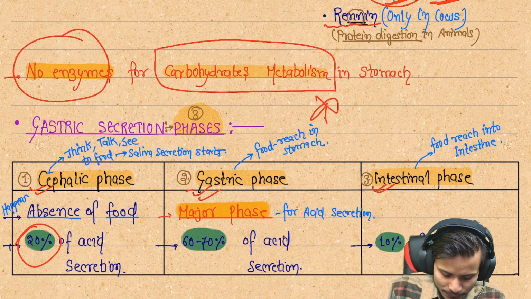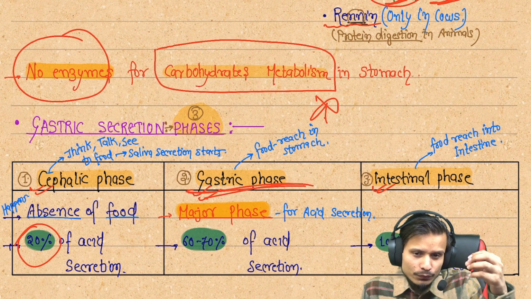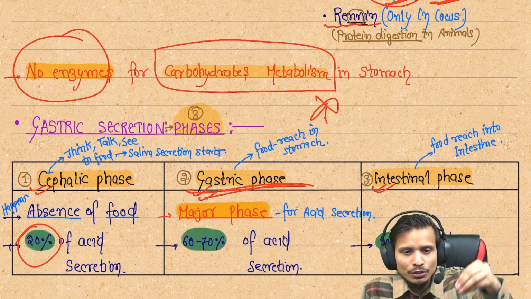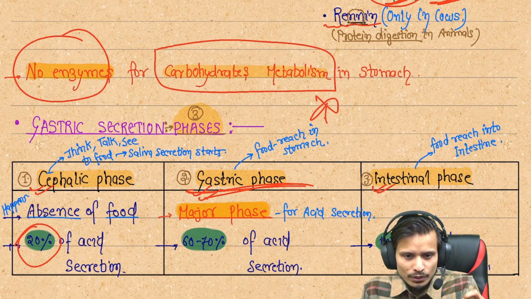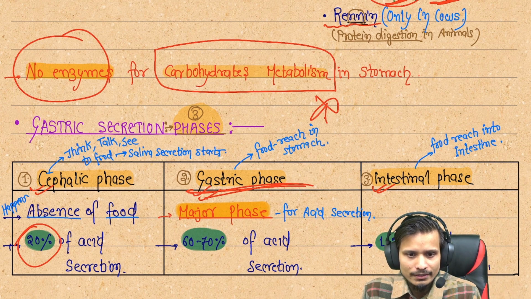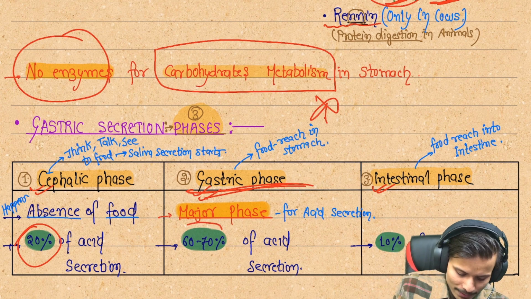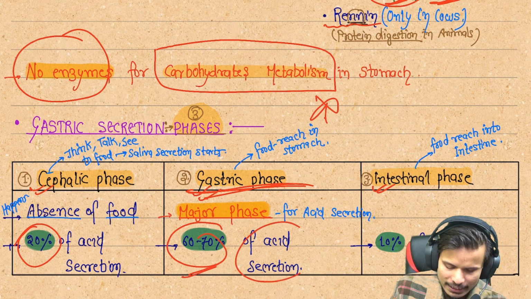Next, about the gastric phase. What happens during the gastric phase? When food is taken into the mouth and reaches our stomach, there is a major secretion of the gastric glands. That is 60 to 70% of the gastric secretion, happening at that time.